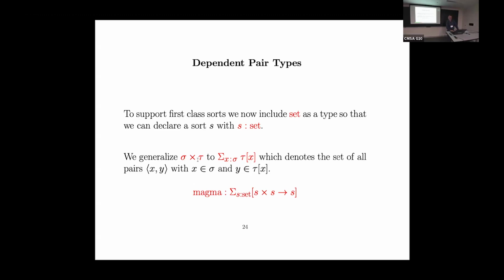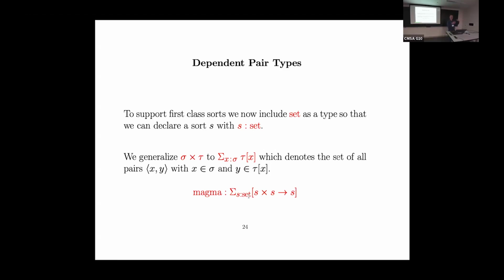Okay, and then we generalize this pair type, right? This is the type of pairs of a sigma and a tau. We generalize it to a dependent pair type. So the dependent pair type is going to have a first component, which is of type sigma, and a second component whose type depends on the value of the first component. So, example, a magma. A magma is an object that's a pair of a set. Its sort, we're putting the sort in the object, right? It's a pair of a sort and a binary operation on that sort. And that's what this notation means. The pair of a set, and note that the type of the second component of the pair is defined in terms of the sort.